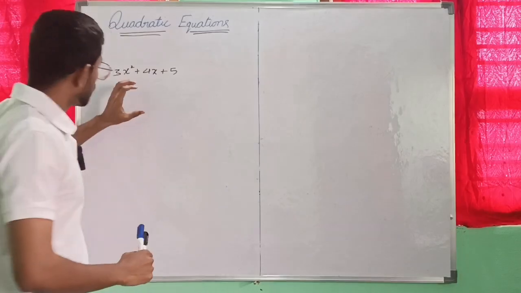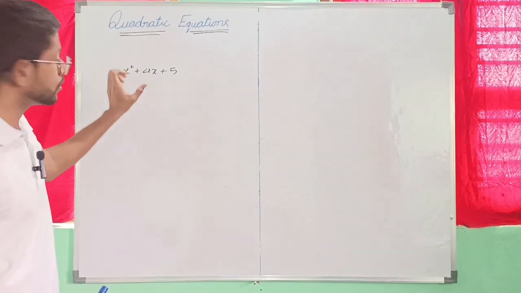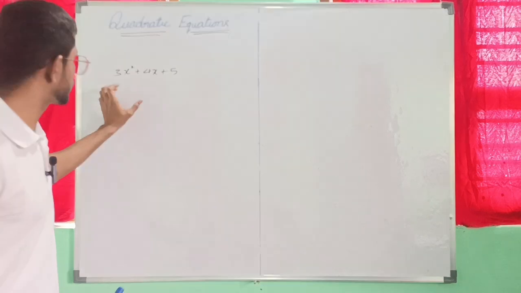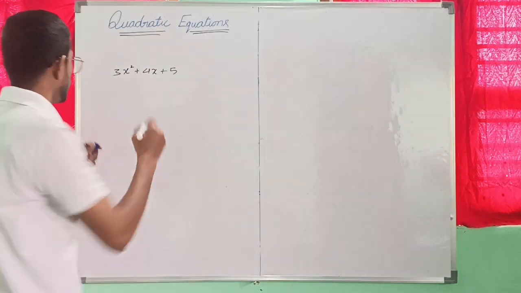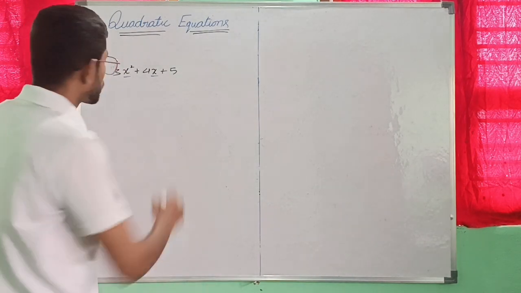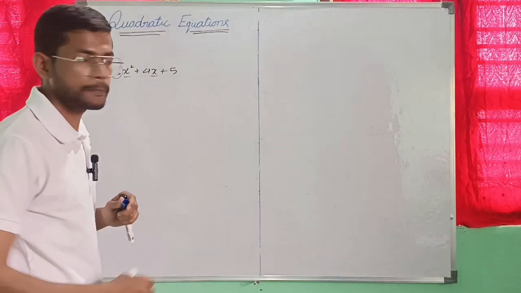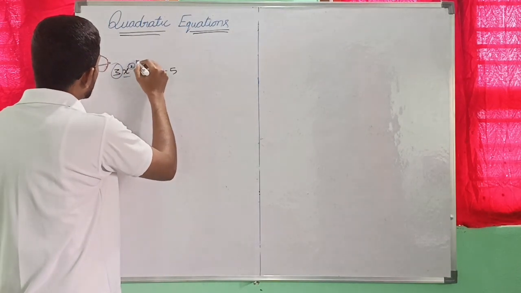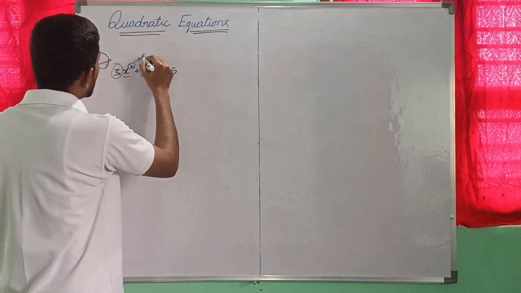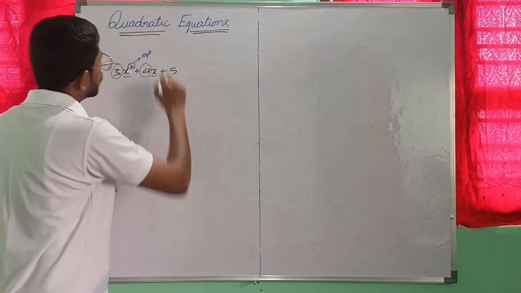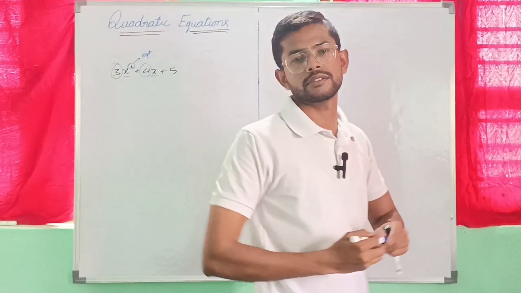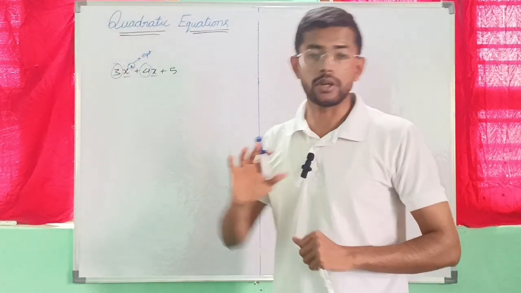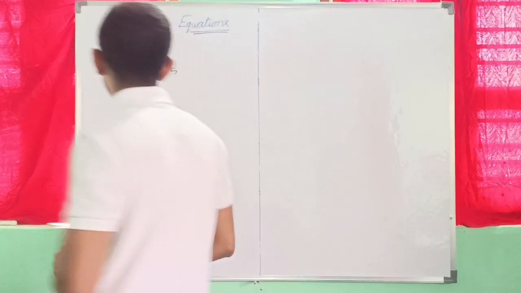This is a polynomial because it is an expression which consists of variables, coefficients and non-negative integer exponents. So it is called a polynomial, right?